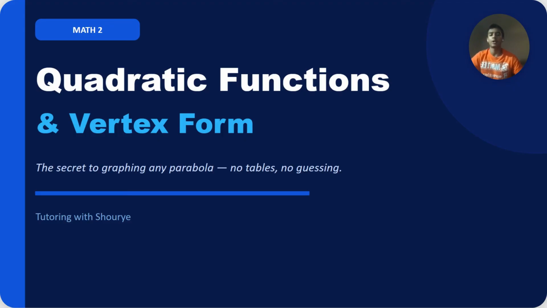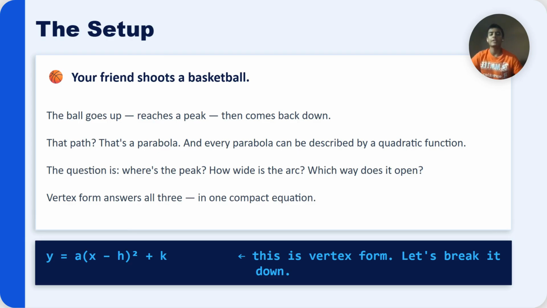Think about a basketball shot. The ball goes up, hits a peak, and comes back down. That path is a parabola. Every quadratic function creates the same curved shape.